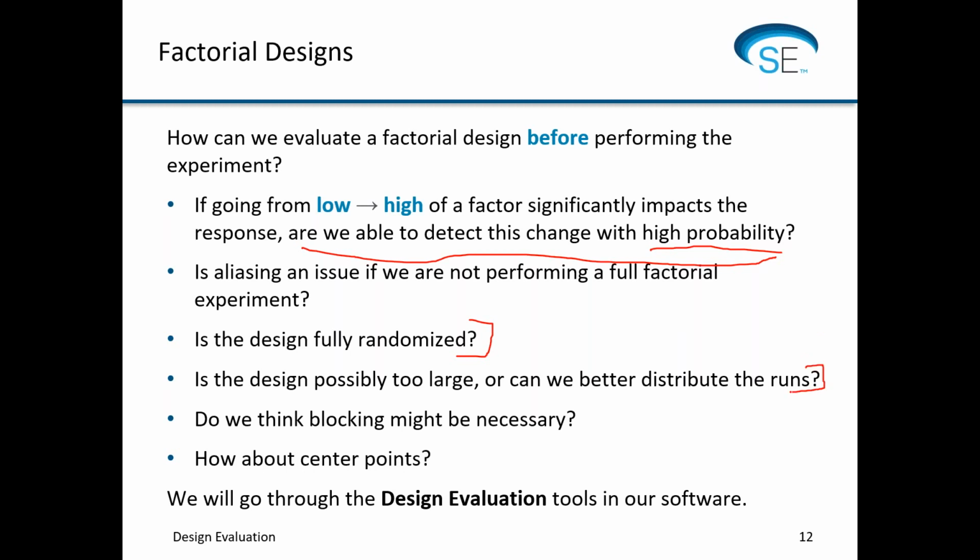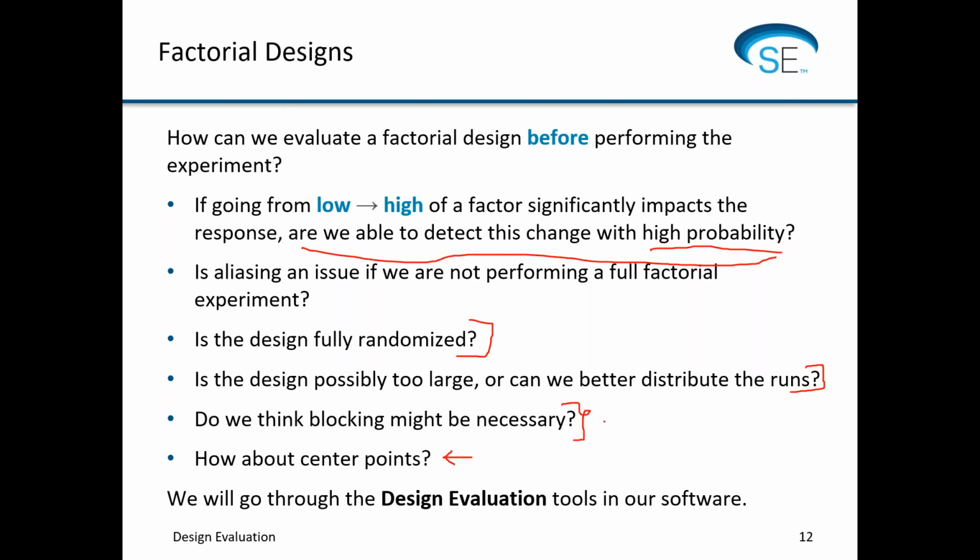Sometimes a lot of people ask, do I have enough runs? But sometimes, is the design possibly too large? Or can the runs be distributed in a better way? Now, do we think blocking might be necessary? What about center points? Sometimes people like to say, well, I have a low and a high, but I want to test everything in the middle to see if there's any curvature. So these are all points I would at least spend a minute or two on each of before actually performing whatever factorial design it is that I generate.